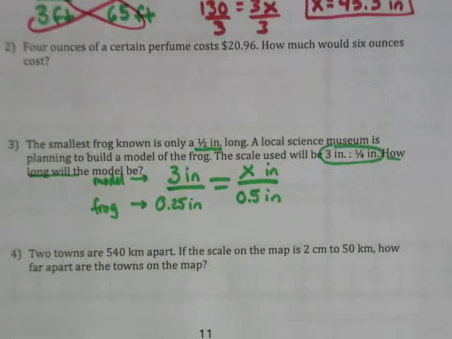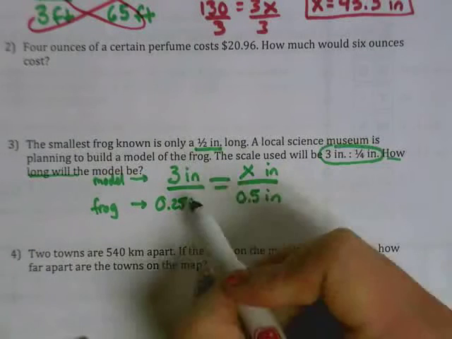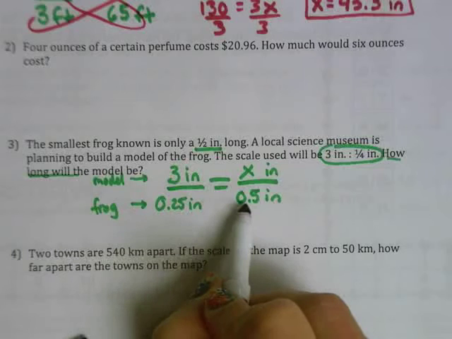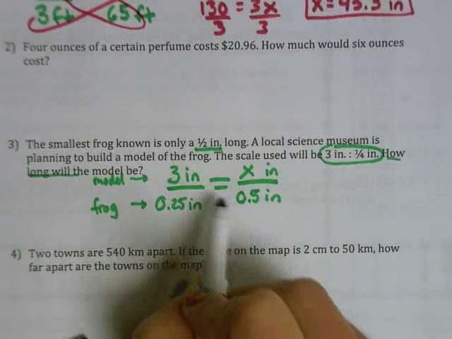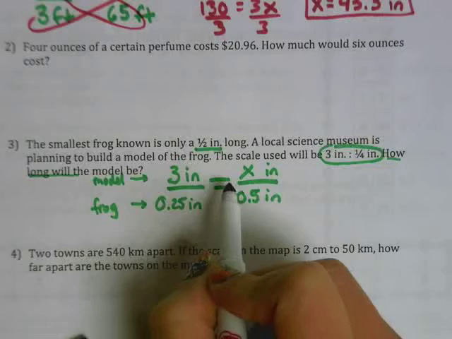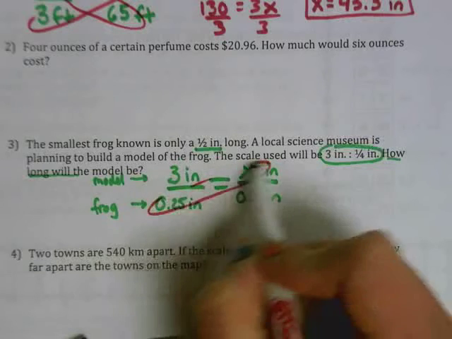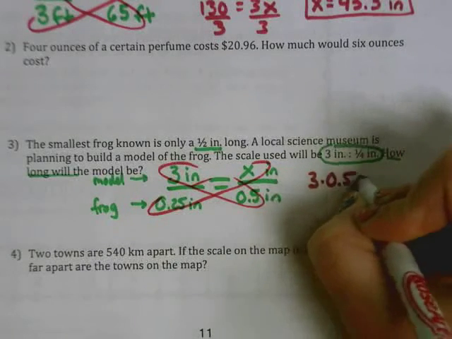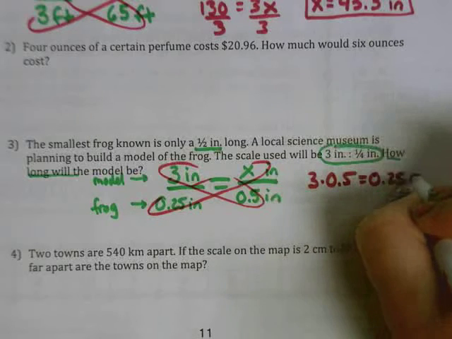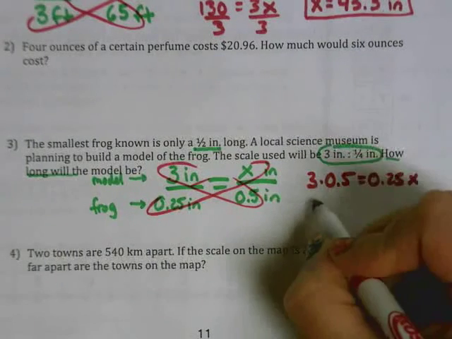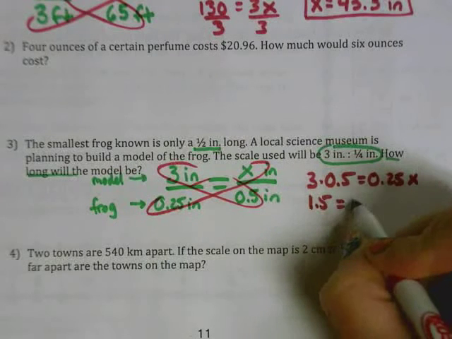Can we solve it? This is still 1 through 4, so we still want to use cross products, even though there are other ways. I could see from here to here, we're multiplying by 2, right? From here to here, we should be multiplying by 2. So I'm hoping to get 6 to get this. Let's make sure it works with cross products. 3 times 0.5 equals 0.25 times x. 3 times 0.5, what's half of 3? 1.5.